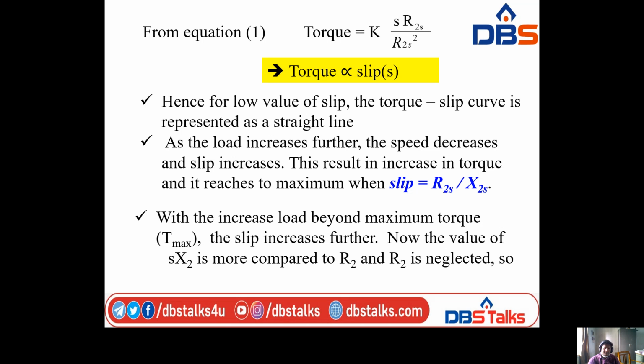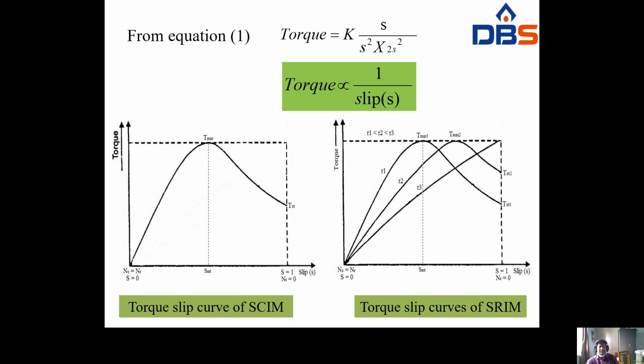Next one, the medium slip region. As the load increases further, the speed decreases and slip also increases. The result is an increase in torque, which reaches the maximum value at slip equal to R2 by X2. When the load increases beyond the maximum torque, the slip increases further. Now the value of SX2 is more compared to R2, therefore R2 is neglected. Therefore, torque is equal to K into S by S square X2 square. Therefore, torque is proportional to 1 by S.